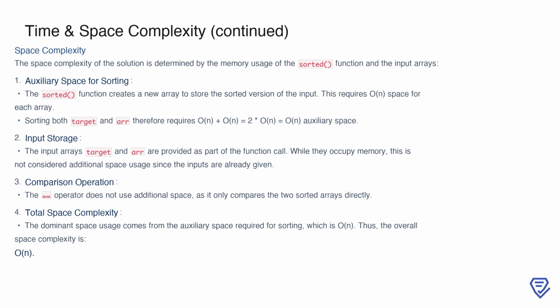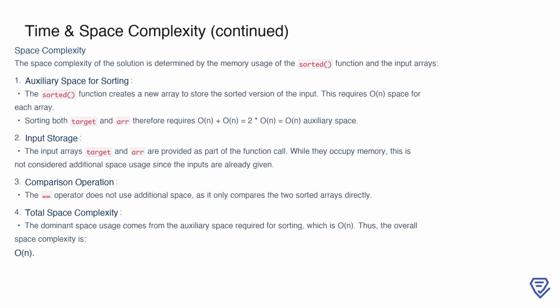Now, let's analyze the space complexity of the solution. The primary contributor to space usage is the sorted function, which creates a new array to store the sorted version of its input. Since we are sorting both the target and ARR arrays, this requires O(n) additional space for each array. Combining the two, the total auxiliary space is O(n) plus O(n), which simplifies to O(n). The memory used by the input arrays themselves does not count toward additional space usage since they are provided as part of the problem's input.